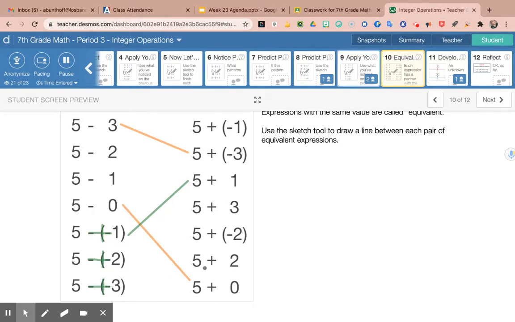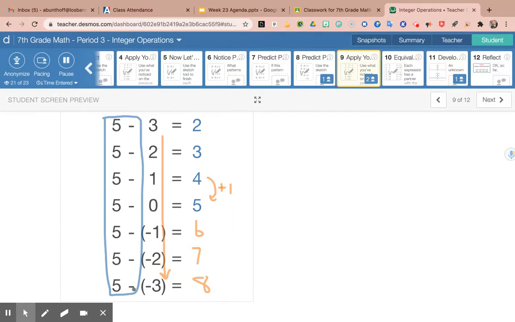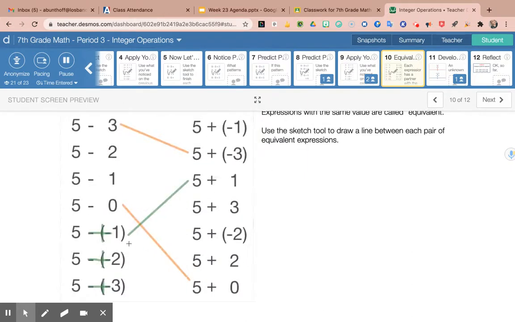And we saw that on the other side. 5 minus -3 was 8, so it's like I was adding 3. 5 minus negative 2 is 7, so it's almost like I was just adding 2. 5 minus negative 1 was 6, so it's almost like I was adding 1. So that's why those match.